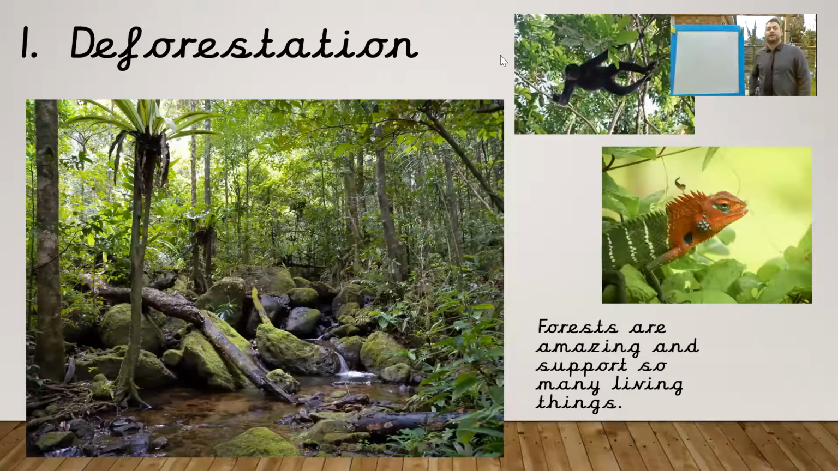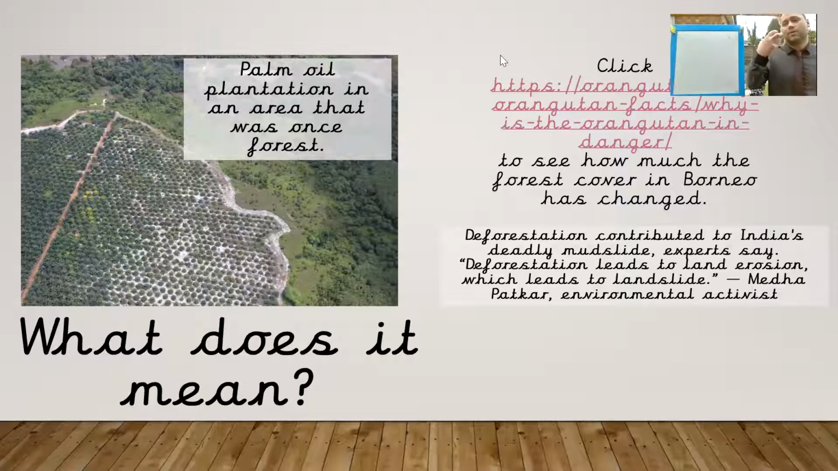So, deforestation. Forests are amazing, and they support so many living things, from down in the ground in the foliage all the way up to the canopies up in the trees. Okay, there's many different species living in these forests, and deforestation is where we are cutting the trees down, and you can see in this picture here that it's all now being turned into plantation area to grow other crops. And just look at this area, it's massive. Just think of all the animals that have had to move and leave.